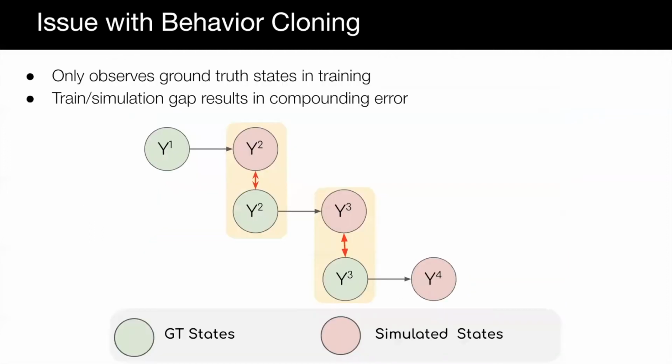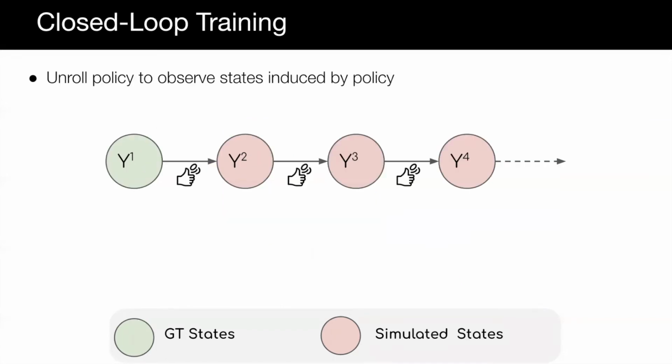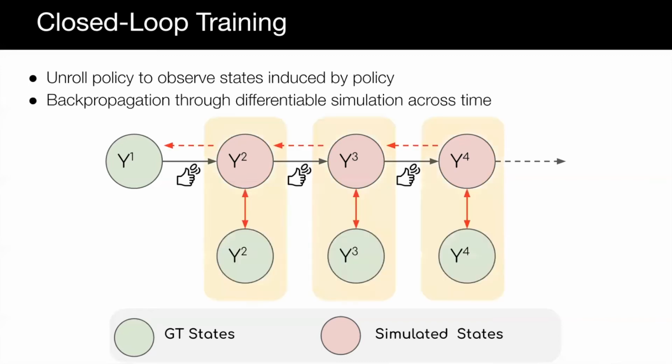For learning, behavior cloning is insufficient for simulation, since the policy only observes ground truth states during training, but encounters novel simulated states when on road. This results in compounding errors that quickly drive actors off the road. In contrast, we unroll the policy to observe simulated states induced by it, and then backpropagate through our fully differentiable simulation across time for learning.